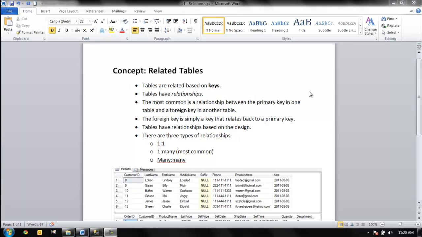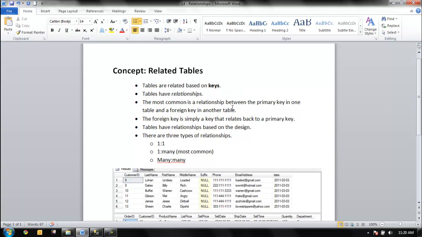All right, in this video, we're going to talk about relationships. Tables are related. The table object is related to another table object based on relationships, hence the name relational databases. How are they related? How are these objects related? Well, they're related based on these keys. These tables have relationships based on the keys.